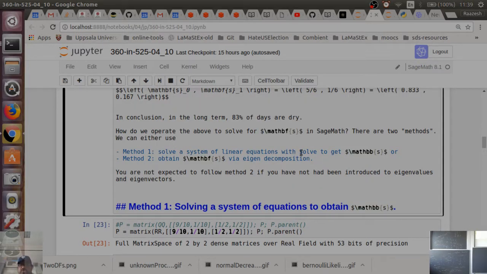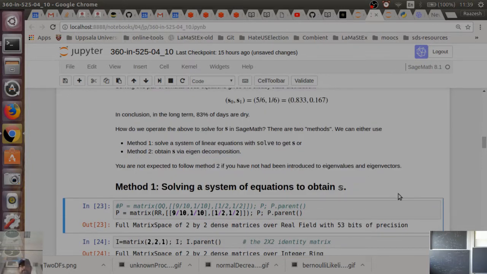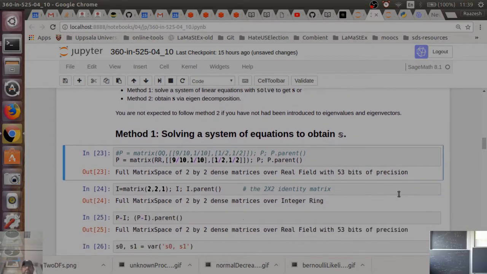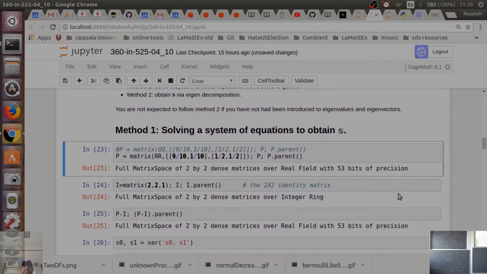Solve system of equations with solve. So this is annoying, and this should be Markov chains. Sorry about the typos. Okay. So anyway, I'll not get into eigen decomposition because not everyone probably has linear algebra 100 or 200 level.